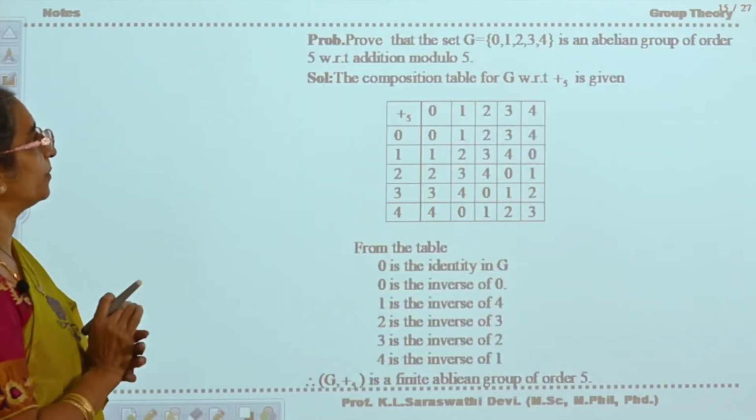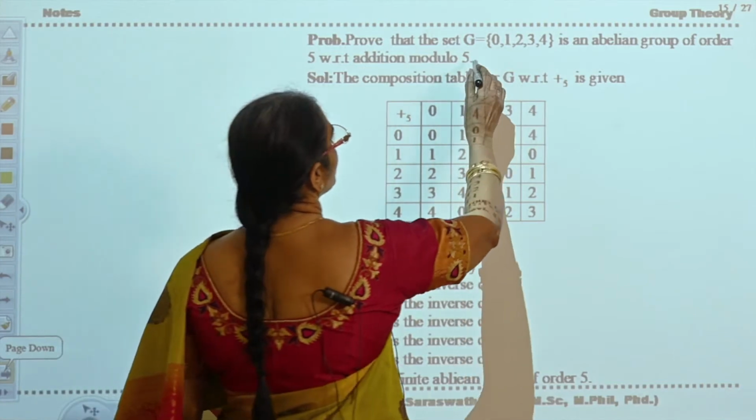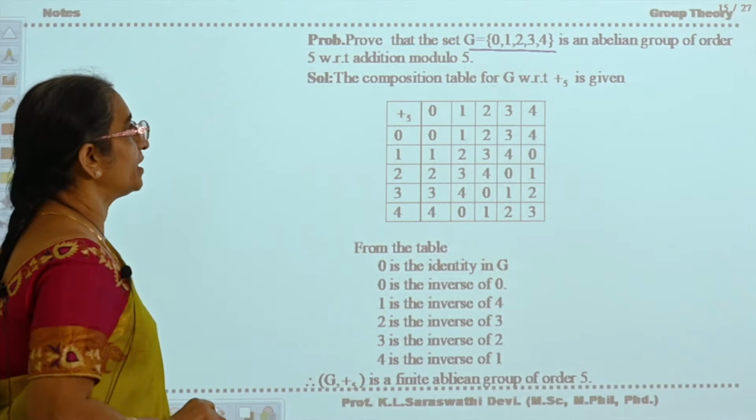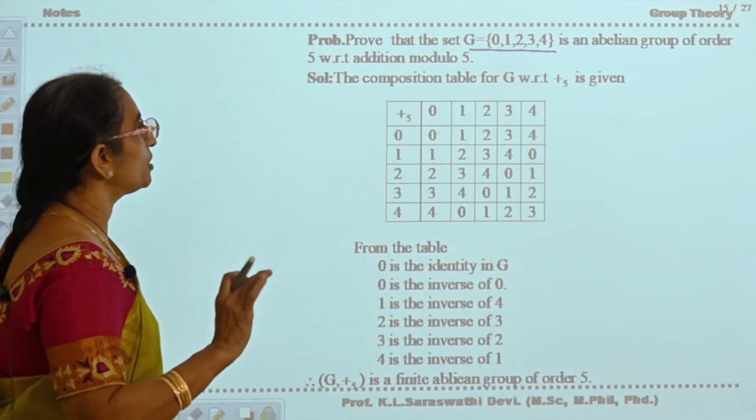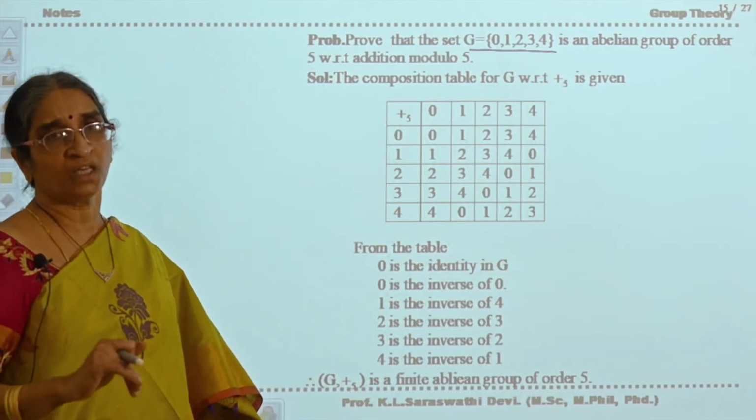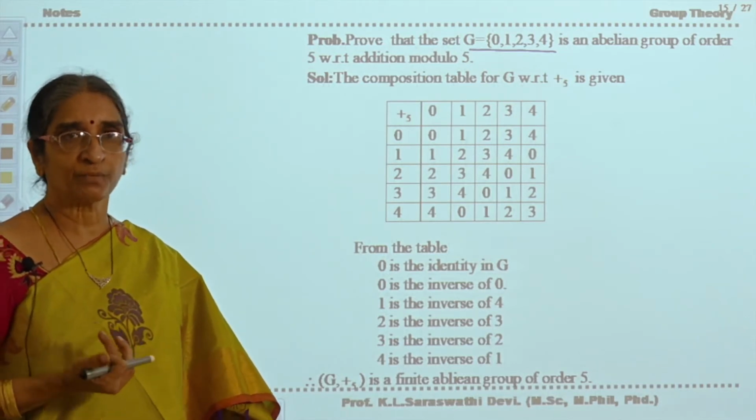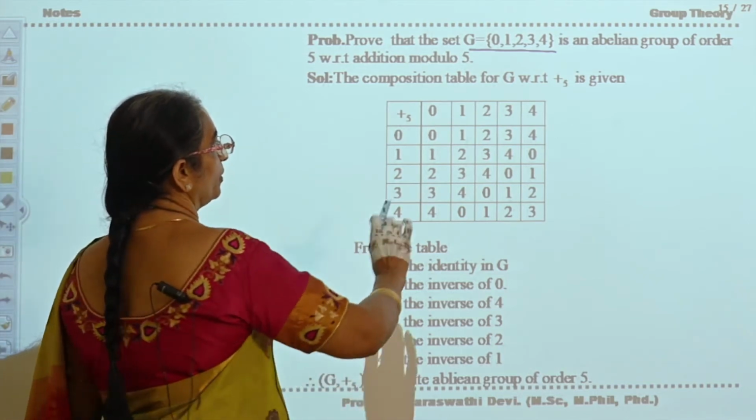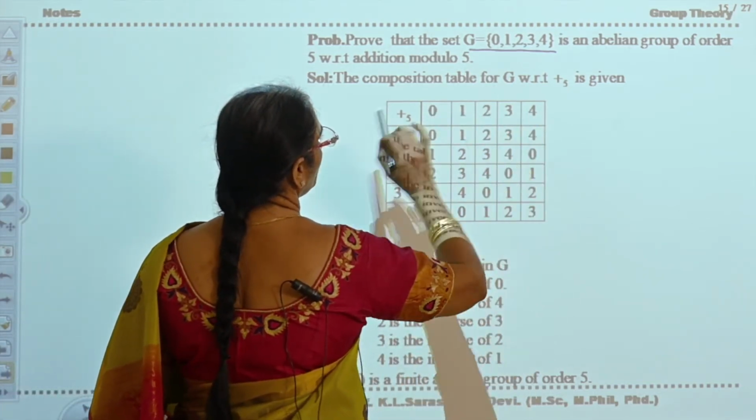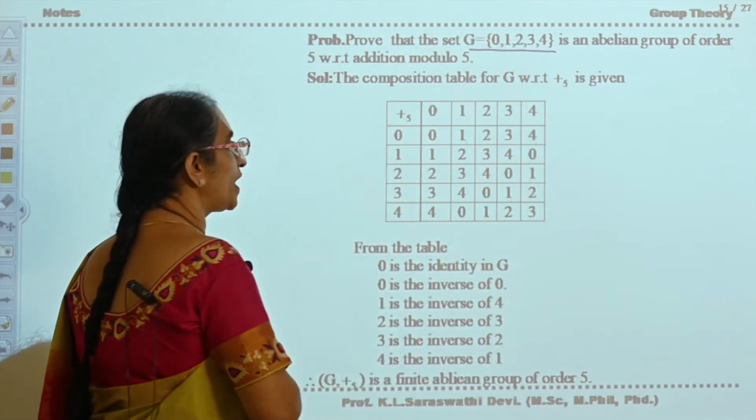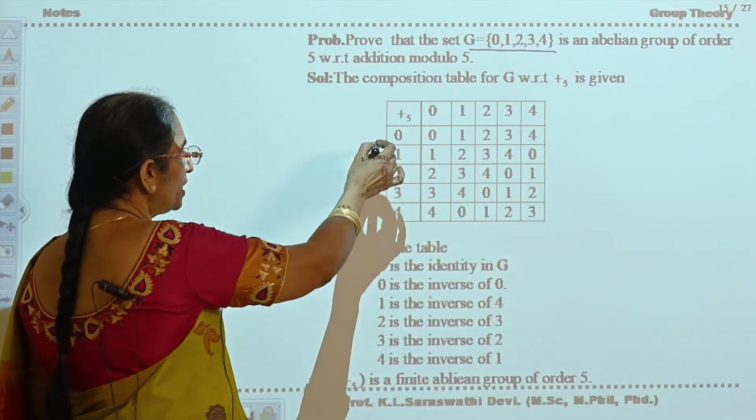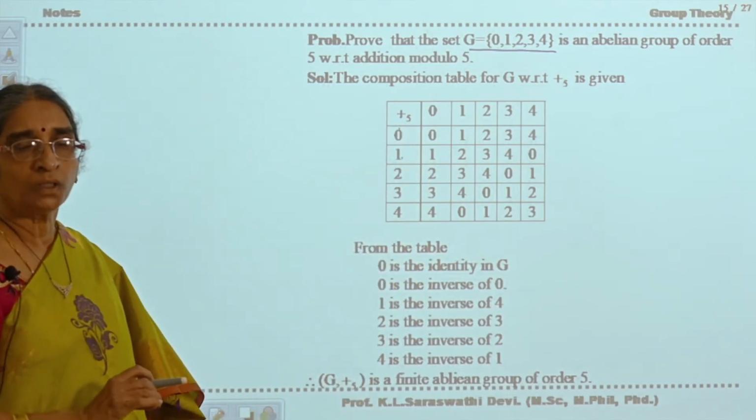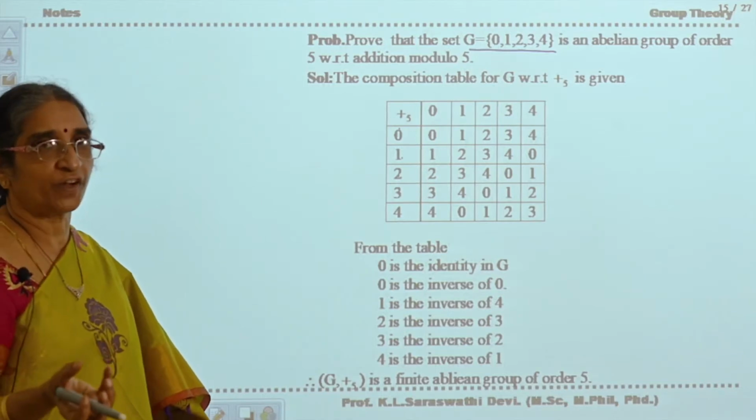See the example here. Prove that the set G = {0, 1, 2, 3, 4} is an abelian group of order 5 with respect to addition modulo 5. Now you will clearly get the concept of addition modulo. What is the set given to you? 0, 1, 2, 3, 4. You have taken addition modulo 5, and the left column is also 0, 1, 2, 3, 4. Now your operator is addition modulo 5.